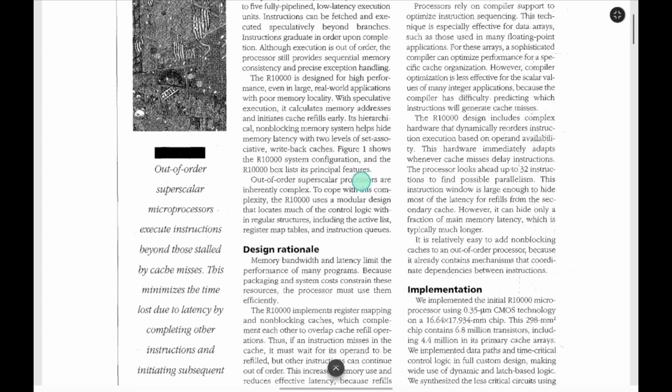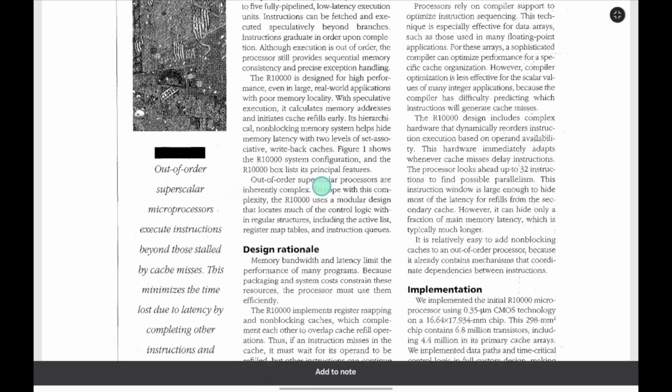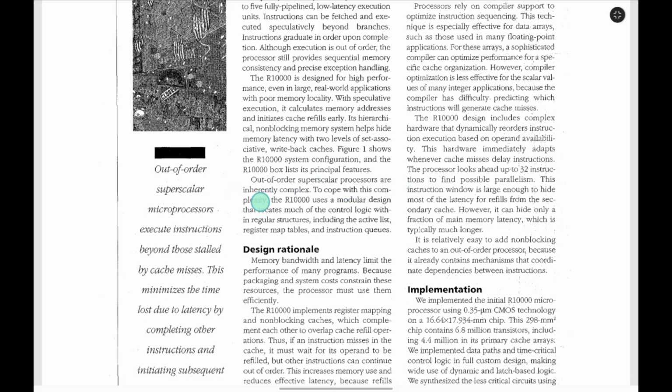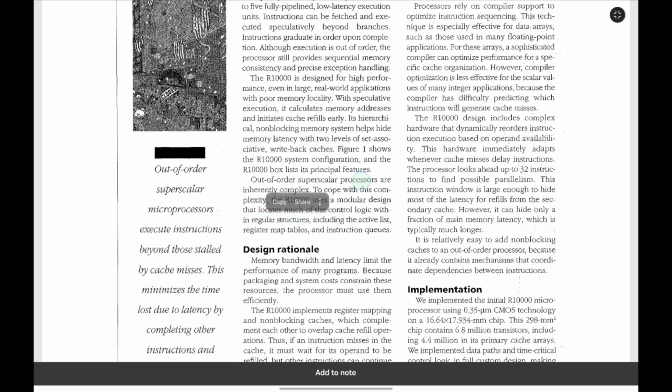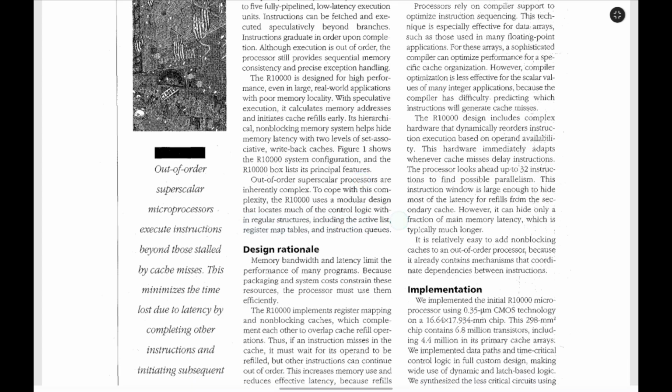Out-of-order superscalar processors are inherently complex. To cope with this complexity, the R10000 uses a modular design that locates much of the control logic within regular structures, including the active list, register map tables, and instruction queues.